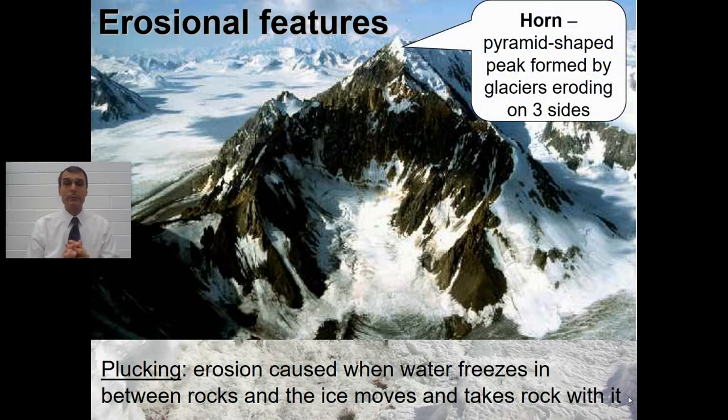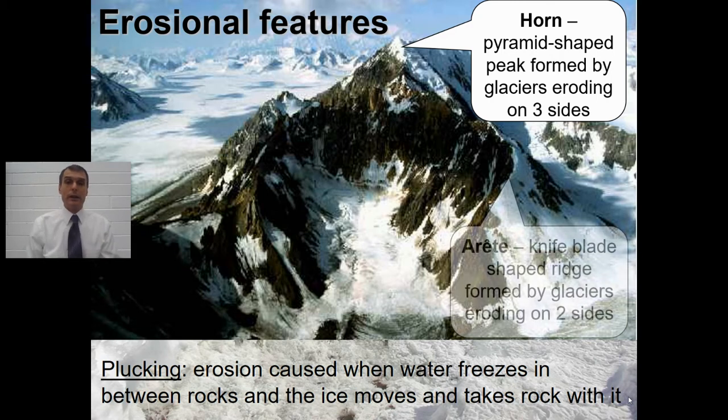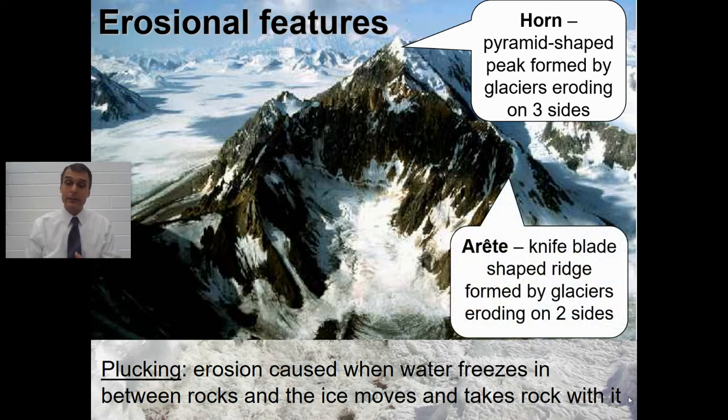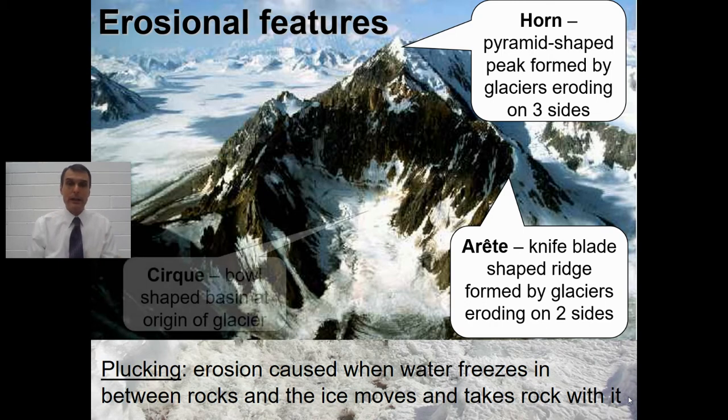A glacial horn is a pyramid-shaped peak where there are glaciers eroding on three sides of it, so plucking rock off on three sides, and it creates this specific shaped peak. Also, after that, we have an arête. An arête is a knife blade ridge, so very sharp on two sides, and that's because it has a glacier eroding on two sides, pulling material away from it.